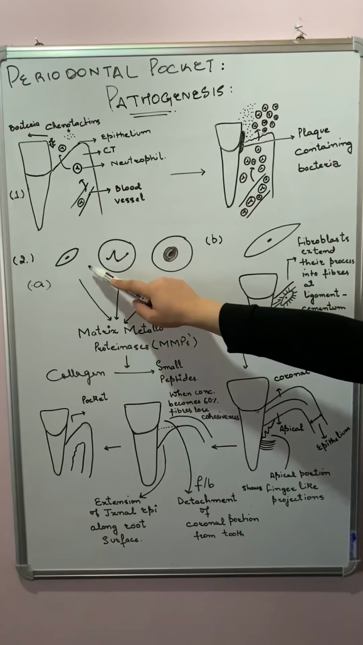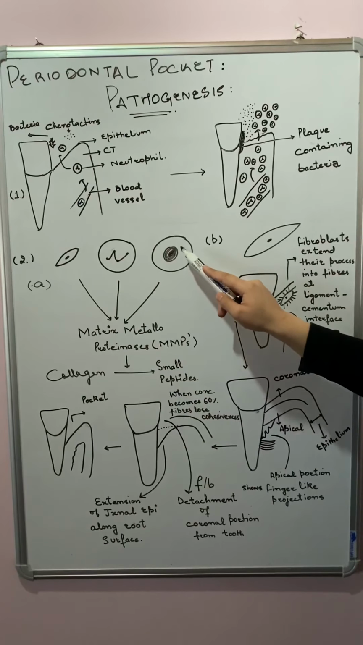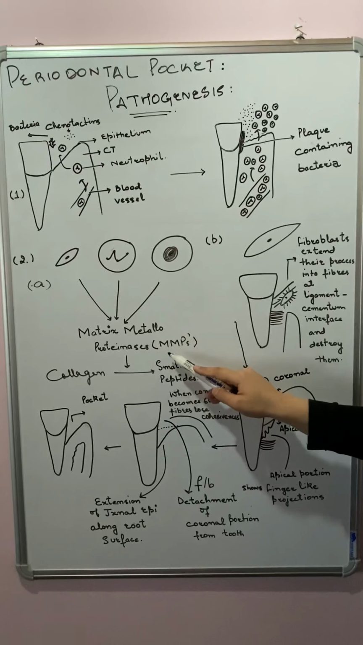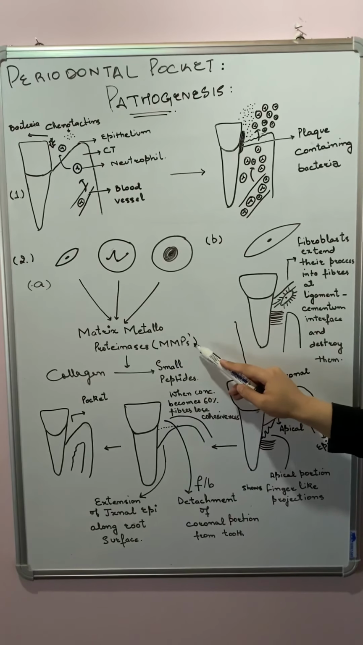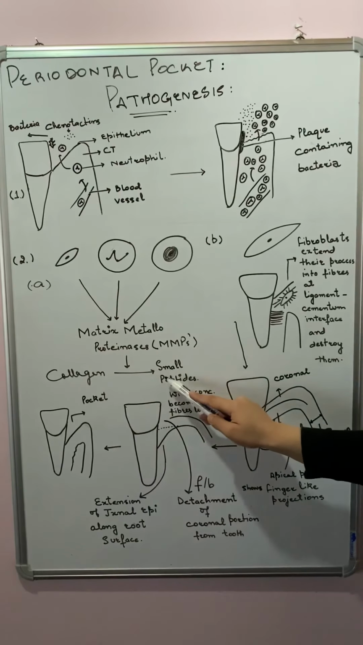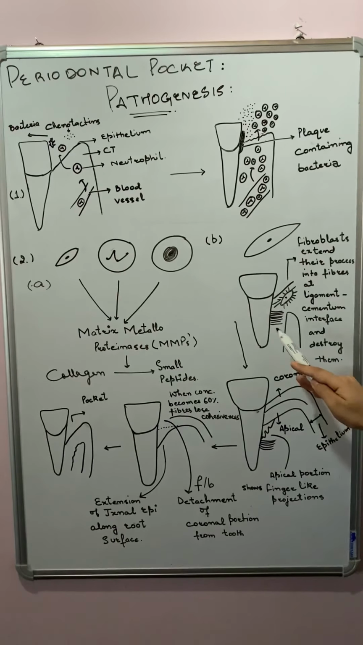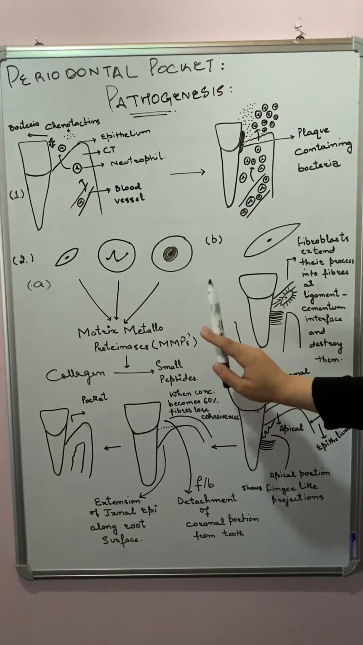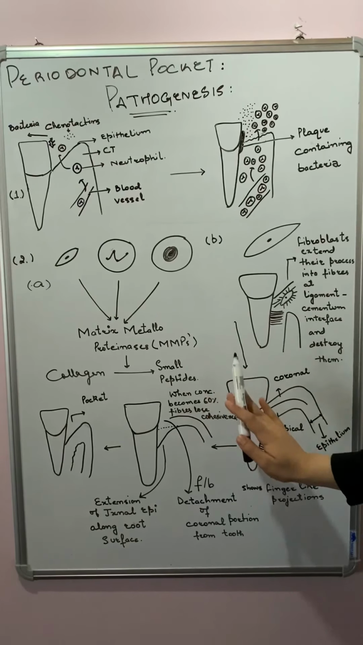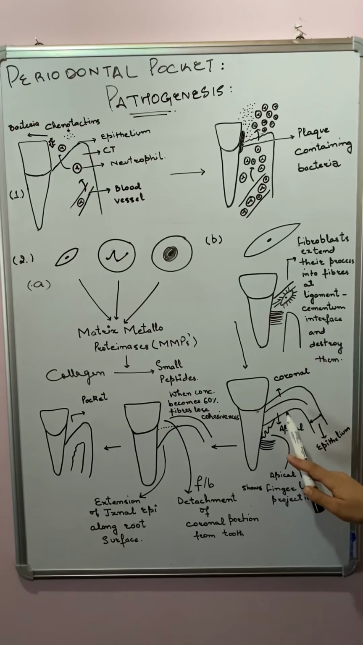This large transmigration results in the damage to the epithelial interface. Next up, the fibroblasts, neutrophils and the macrophages release matrix metalloproteinases, also known as the MMPs, and they cause the conversion of collagen into small peptides. At the same time, the fibroblasts extend their processes into the fibers present at the ligament-cementum interface and destroy them. The destruction of fibers by both the processes results in the changes in the apical portion of gingival epithelium.